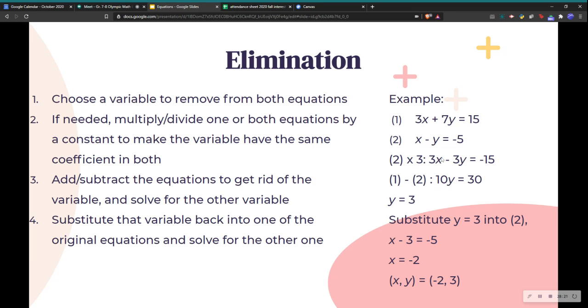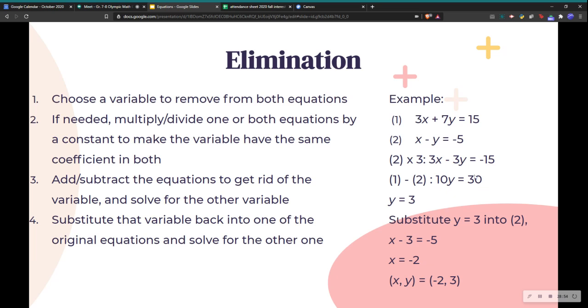First we have 3x minus 3x, and that's equal to 0. So we basically got rid of the x. We have 7y minus -3y. Minus -3y is the same as adding 3y. So we have 7y plus 3y, and that gives you 10y. And on the right side of the equations, we have 15 minus -15, or 15 plus 15, and that gives you 30. So now we're left with this equation, 10y is equal to 30.